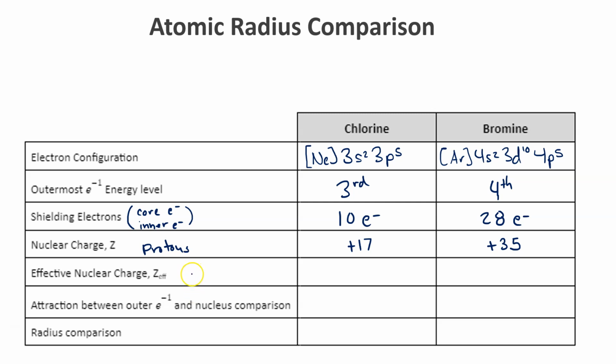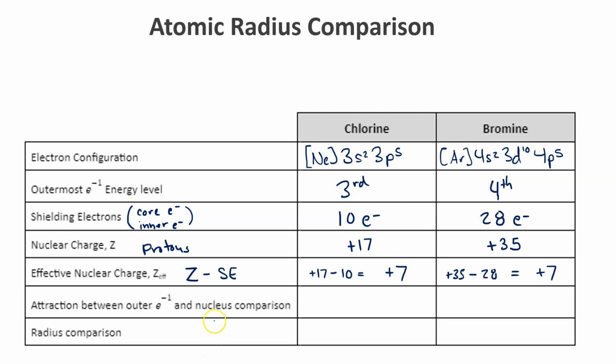All you've got to do is take the original nuclear charge and subtract out however many shielding electrons there are. Here I'll just represent that with these symbols. In chlorine's case, that's the plus 17 nuclear charge minus those 10 shielding electrons to find out that chlorine has a plus 7 effective nuclear charge. If we do the same thing for bromine, remember, it has a plus 35 nucleus minus its 28 shielding electrons. Bromine has a plus 7 effective nuclear charge also.